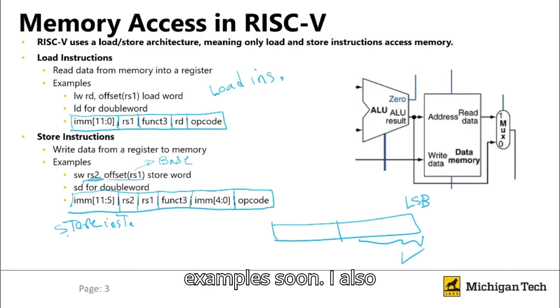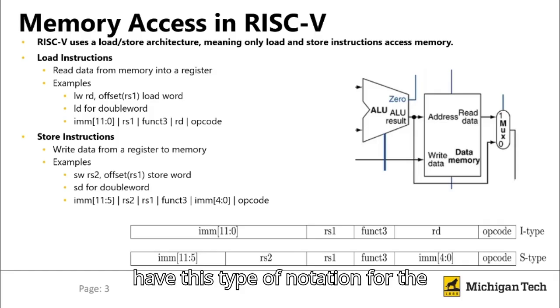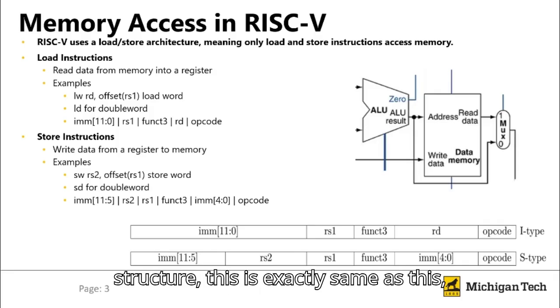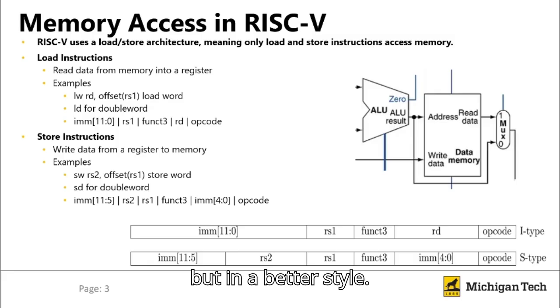I also have this type of notation for the structure. This is exactly the same as this, but in a better style. So this is called S-type store, and this is load, but because it's in the same style as immediate, we just cover that in immediate type. Okay. That was just the general idea of how these two instructions work. Let's go into more detail.